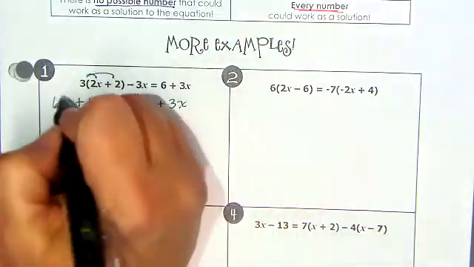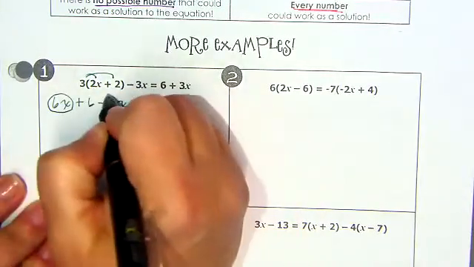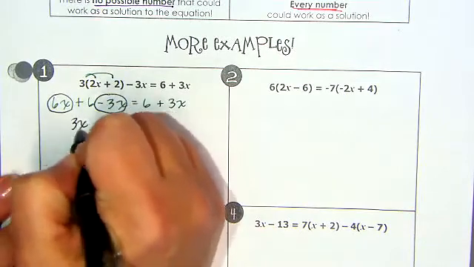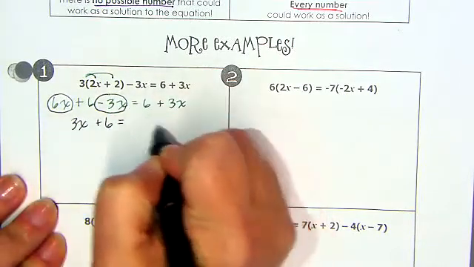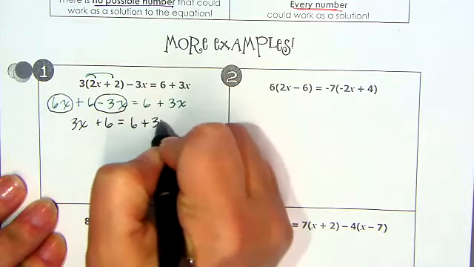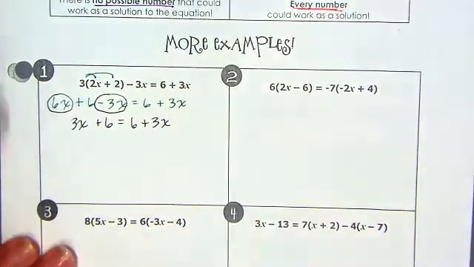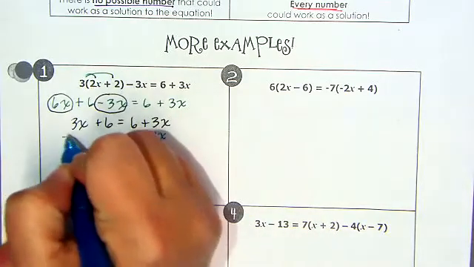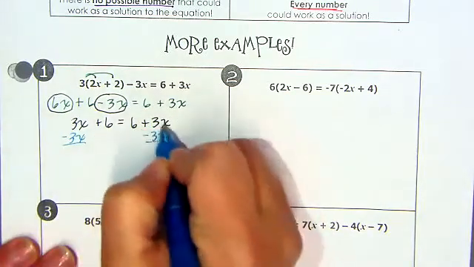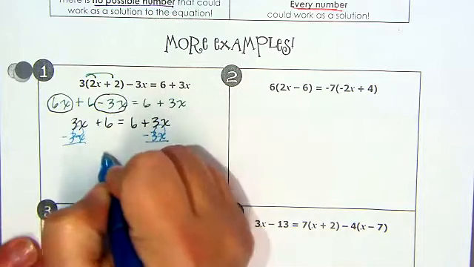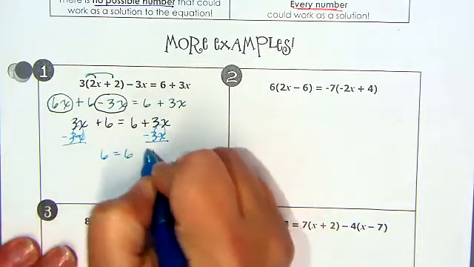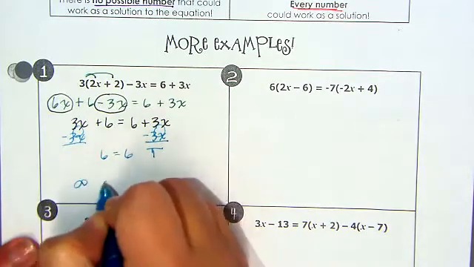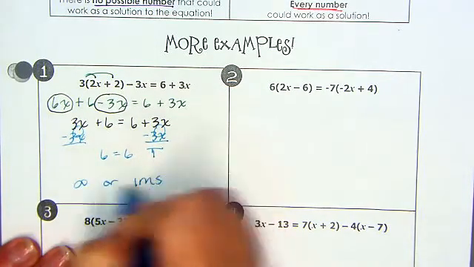All right, now I've got to combine my like terms. That's going to give me 3x plus 6 equals 6 plus 3x. Continue solving, so I'm going to subtract 3x from both sides. These zero out, and I'm left with 6 equals 6. This is true, so therefore my answer is the infinity symbol or IMS.